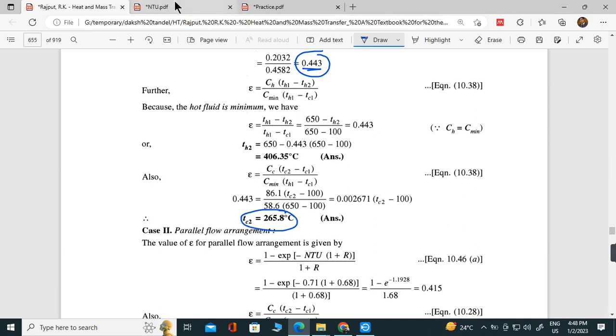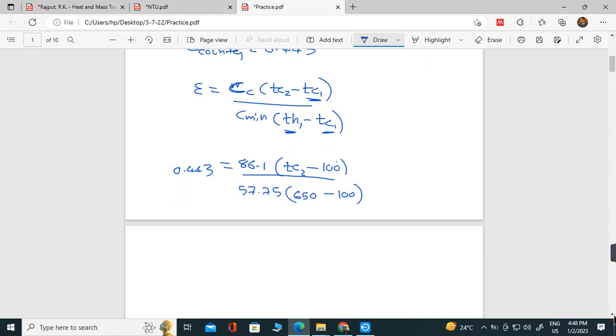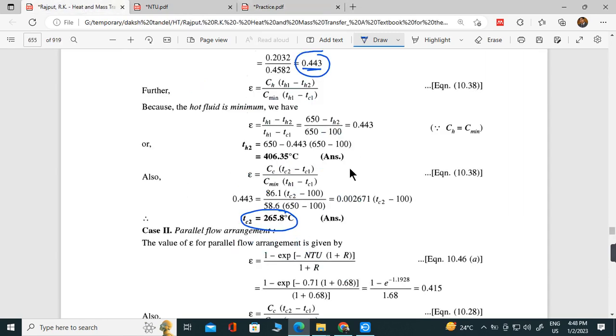और अब हमें फाइंड आउट करना है Th2. तो Th2 कैसे मिलेगा, देखो Th2 के लिए भी हमें यही इक्वेशन यूज़ करना पड़ेगा, इफेक्टिवनेस. ना इफेक्टिवनेस के लिए हमें पता है क्या है, Ch into Th1 minus Th2. नीचे क्या लिखना है आपको, Cmin. उसके बाद लिखना है Th1 minus Tc1, क्लियर. तो अननोन यहाँ पे Th2 है, तो वो भी आप फाइंड आउट कर सकते हो. तो उसका आंसर हम देख सकते हैं यहाँ पे. Th2 का आंसर ये हो गया हमारा. तो इस तरह से हम टेम्परेचर फाइंड आउट कर सकते हैं.